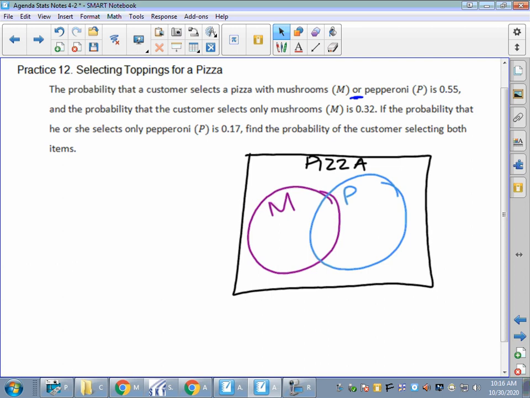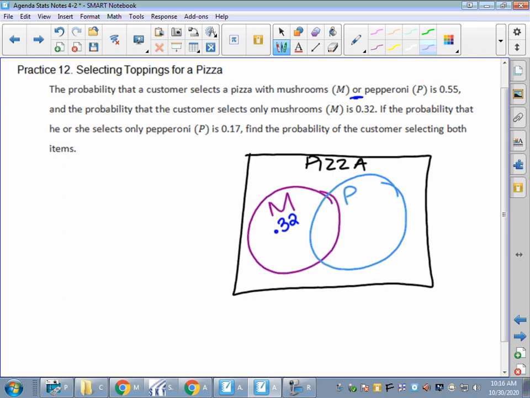So let's label this stuff up. So it says only mushrooms is 0.32. So mushrooms only is 0.32. So this whole big bubble over here is 0.32. That includes the overlap. Mushrooms or pepperoni is 0.55. So the whole, all the bubbles together equals 0.55.